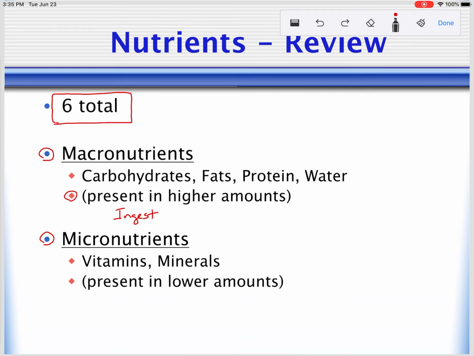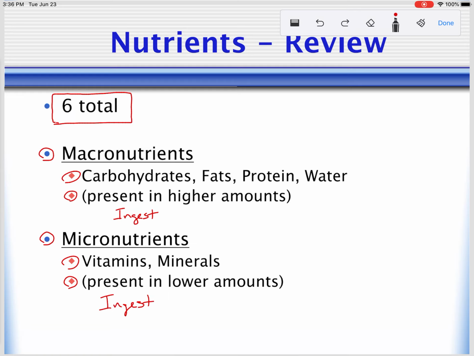They're considered macronutrients because we need to ingest them in larger amounts. And this shouldn't be surprising. Don't you need to bring in or eat a good deal of carbs each day? Sure. Which means, on the other hand, a micronutrient, which are the vitamins and minerals, these are things that we need to ingest in lower amounts, or they need to be present in our body in lower amounts.